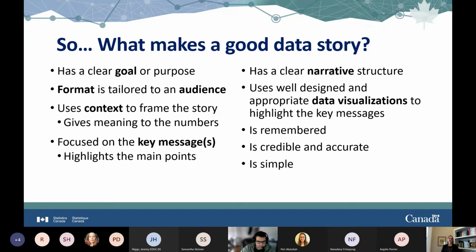And if you do all of these things well, your data story will be remembered, will be credible, accurate, and will be simple.